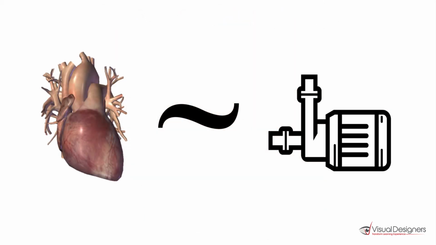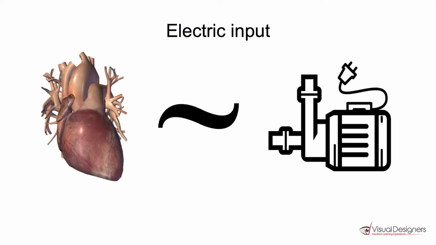So to put it in very simple words, the heart is like a rhythmic motor, which pumps and circulates blood through the circulatory system. But the motor, we know, has an electric input. Is it the case with the heart too? Yes, it is.